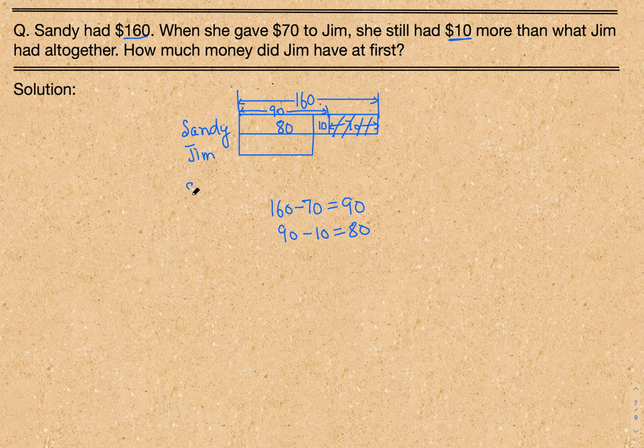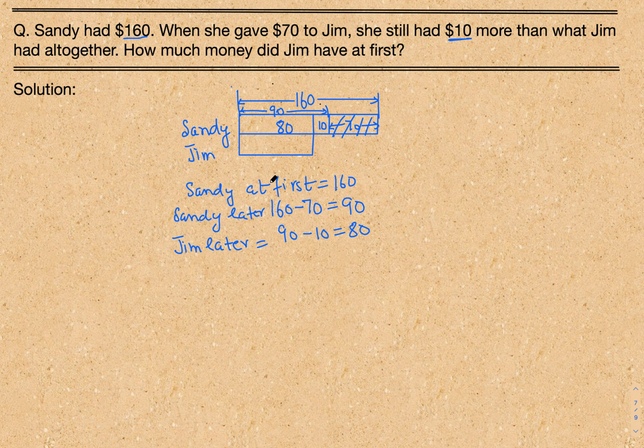So let's write it neatly first. Sandy at first had how much? 160. Sandy later had how much? Later means after giving $70 to Jim, she had 90, right? And what do you think, Jim later altogether has how much? 90 minus 10. Why? Because we know that he was still 10 less than Sandy. That means Jim later was 80.